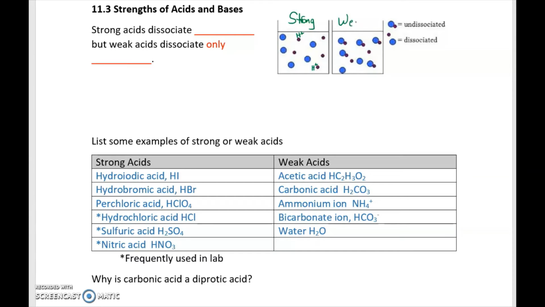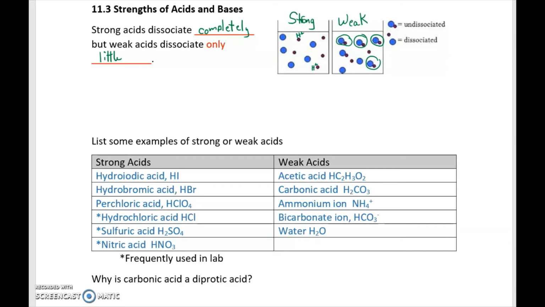In a weak acid, these are together. And there are only two that are dissociated. The rest of these are all together. So that's the difference between a strong and a weak acid. Strong acids dissociate completely. And weak acids dissociate only a little.